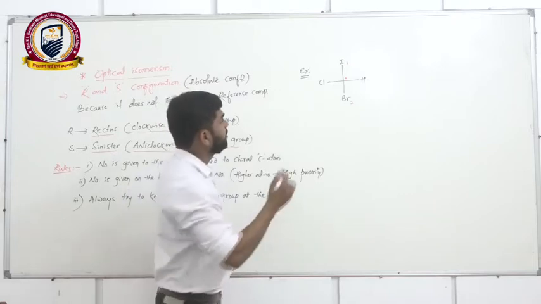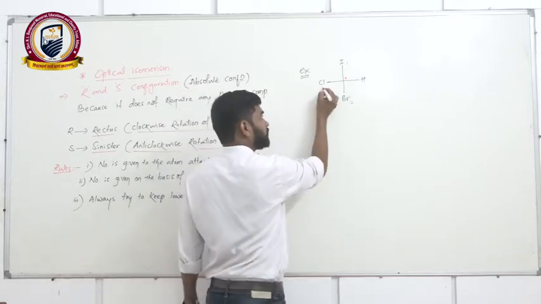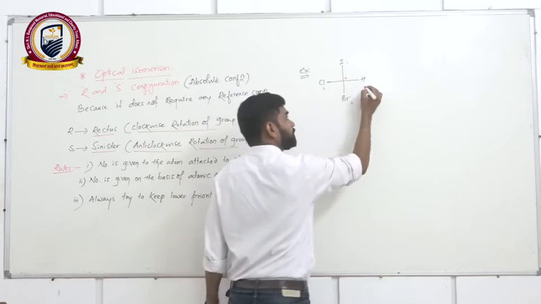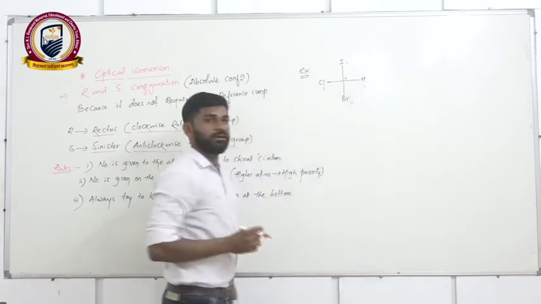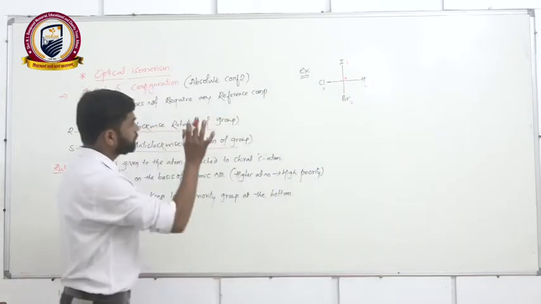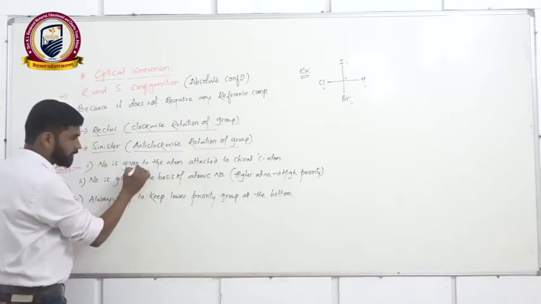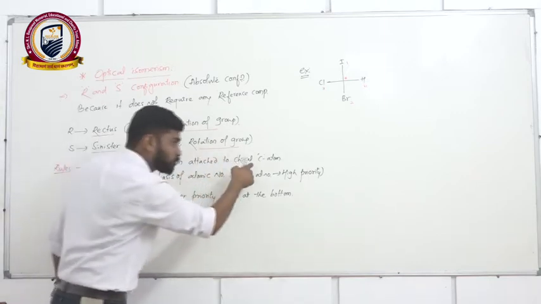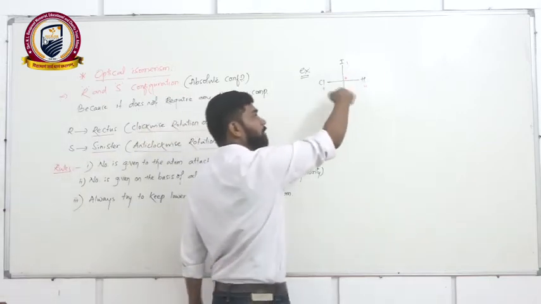Second priority. And chlorine will be having what? Third priority. And hydrogen will be having what? Fourth priority. Okay. So the first rule is what? A number is given to the atom which is attached to a chiral carbon atom. So we have given the number.